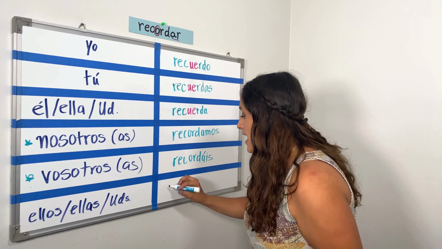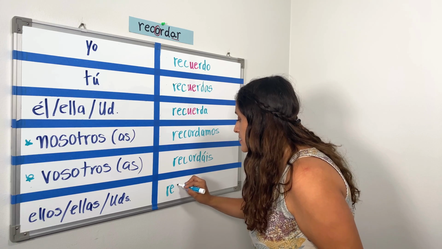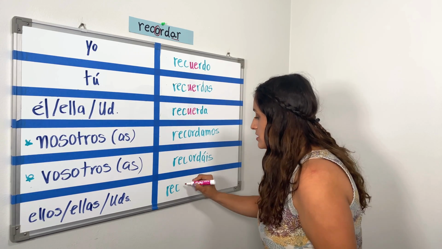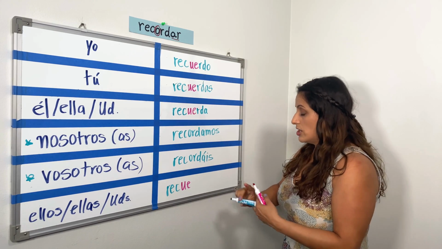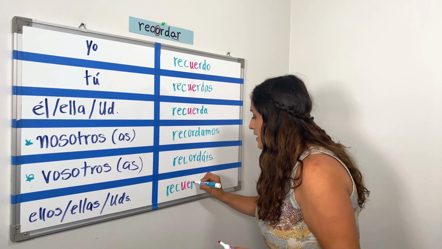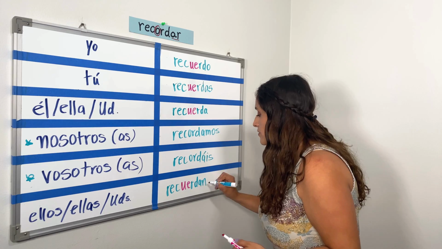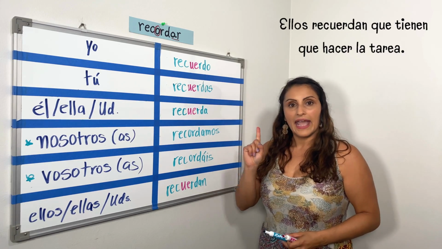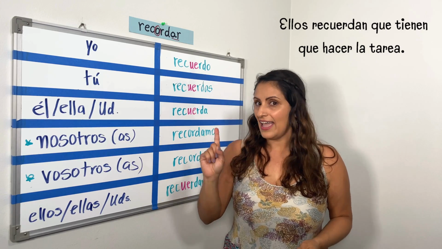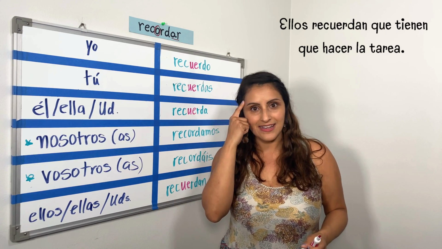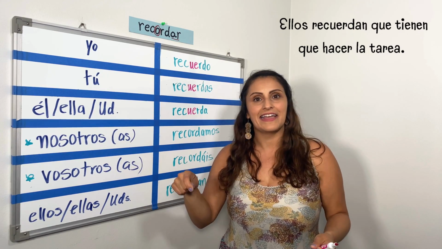So we will say re, change the O to UE, and finish off the verb like a regular AR verb. Recuerden. Ellos recuerdan que tienen que hacer la tarea.